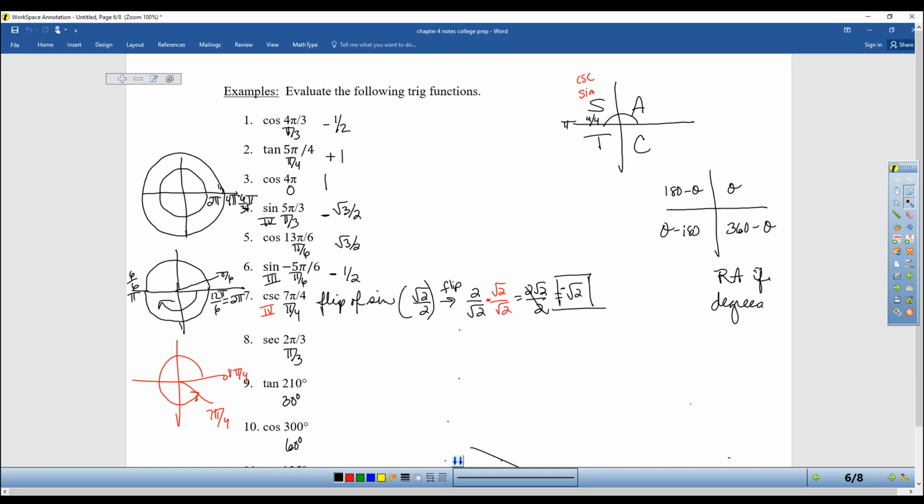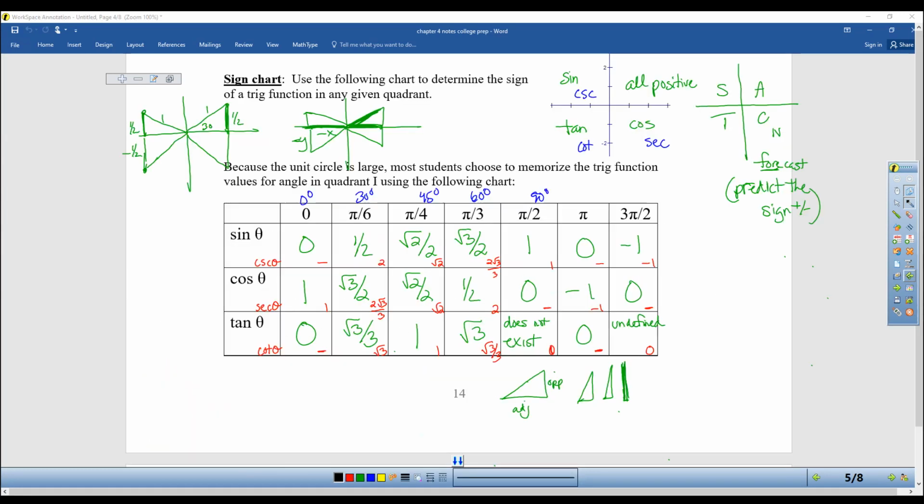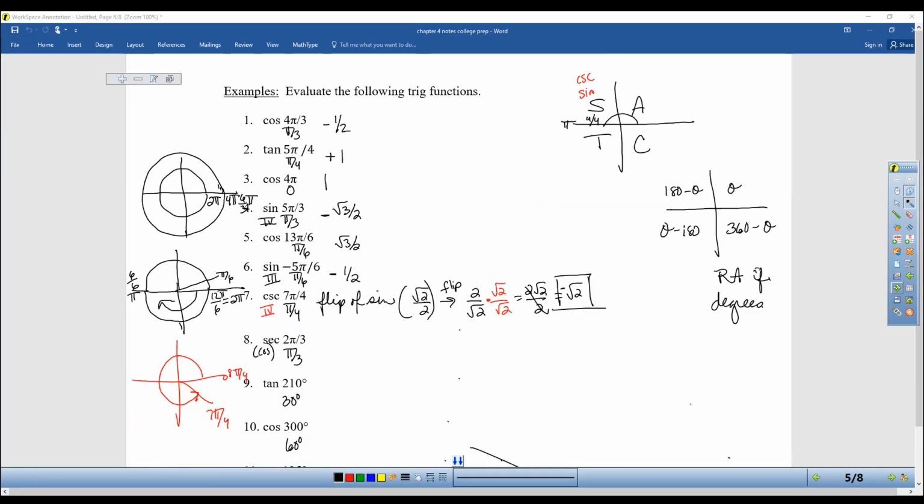I know some of you are maybe feeling a little overwhelmed. We're going to do another one just like that. This time I'm going to do secant. So what am I thinking about? I'm thinking about cosine and flipping it. So cosine of pi thirds on my chart is 1/2. So if I flip it, it's going to be 2. That wasn't so bad, right? It's going to be 2. I do still have to know what quadrant I'm in. 2 pi thirds is over there in quadrant 2, and cosine and therefore secant are negative in quadrant 2.